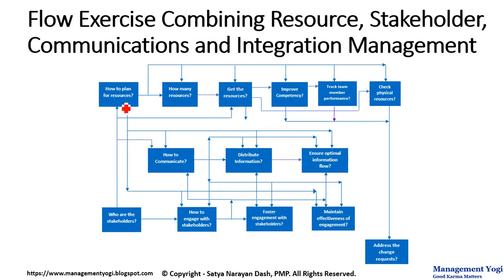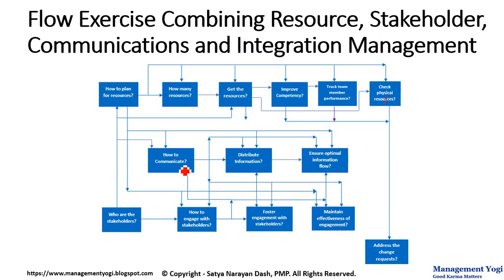How to plan for resources. Plan resource management. How many resources? Estimate activity resources. Get the resources. Acquire resources. Improve competency of your team members. Develop team process. Track team member performance. Manage team process. Check physical resources. That will be in control resources process.